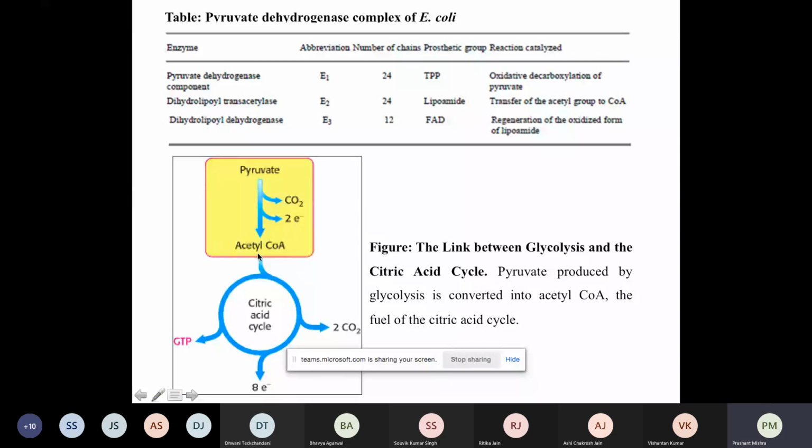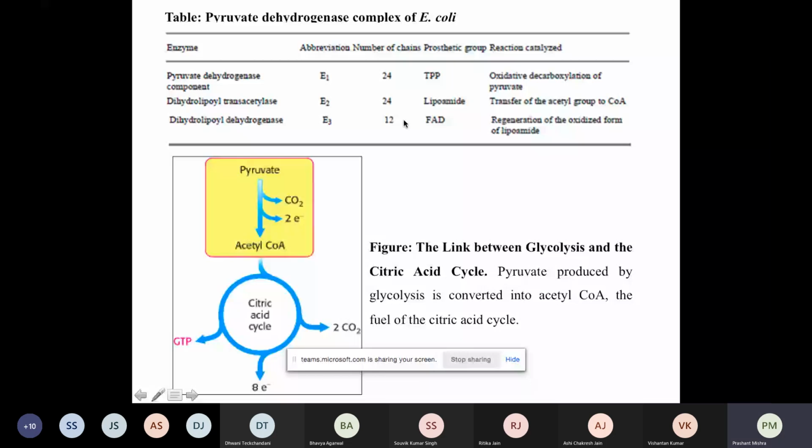So acetyl CoA is a two carbon molecule, made from pyruvate, which is a three carbon molecule. This two carbon molecule enters the citric acid cycle. And once you have transferred your acetyl group to coenzyme A, the next step is the regeneration of lipoamide. So this FAD, which is responsible for catalyzing the reaction of dihydrolipoyl dehydrogenase, regenerates the oxidized form of lipoamide. So then it is again available for the transacetylation reaction.